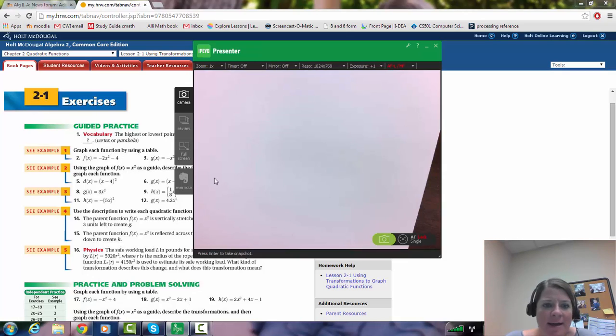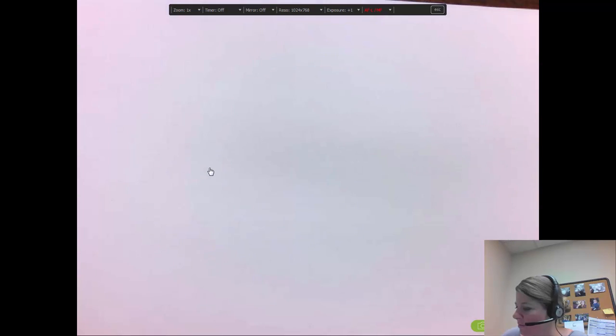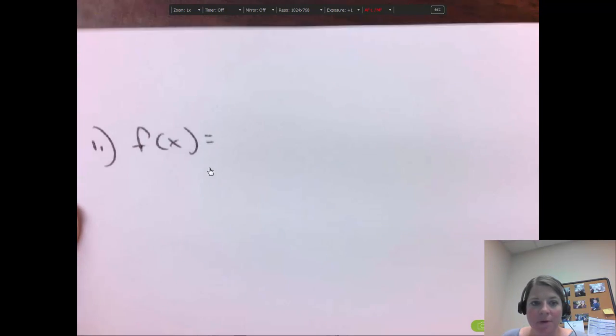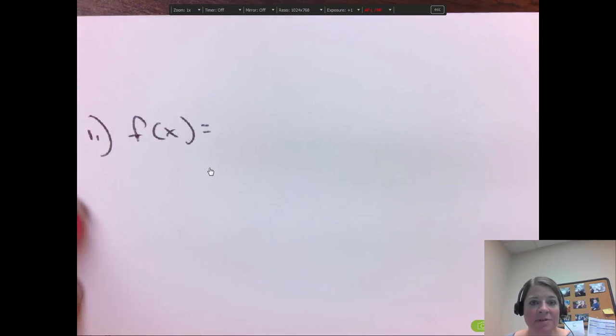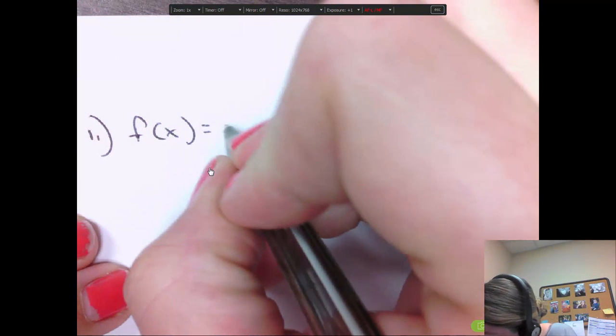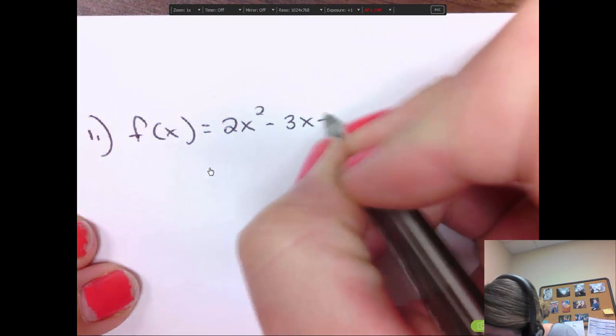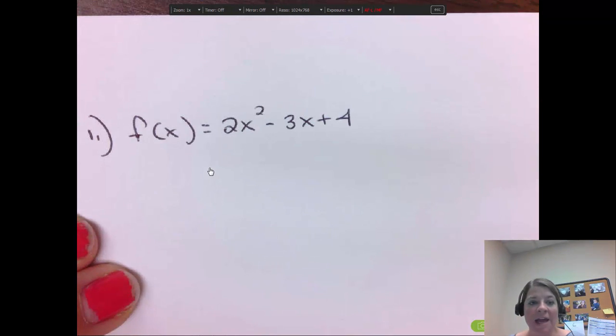So let me go to my piece of paper and I'm going to show you how to do a basic one using a table. So let's look at my first example here. I don't care if I have f of x, which is just function notation, or if I use y, remember those are the same thing. What if I have 2x squared minus 3x plus 4? And I want to graph this.